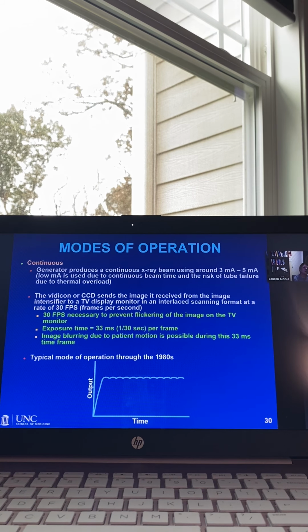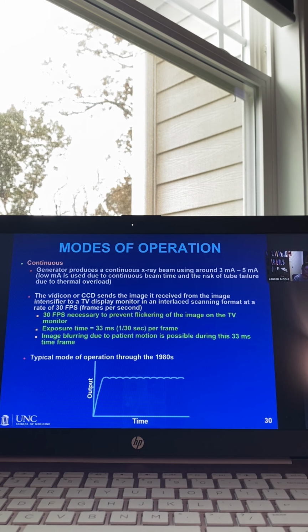Okay. Now, modes of operation. Do the best I can here to walk you through this. Remember, every type of X-ray unit has a power supply, and we talked about generators. That's the power supply for the equipment. And we talked about single-phase generators, three-phase generators, high frequency generators. So in other words, that is just the power supply.